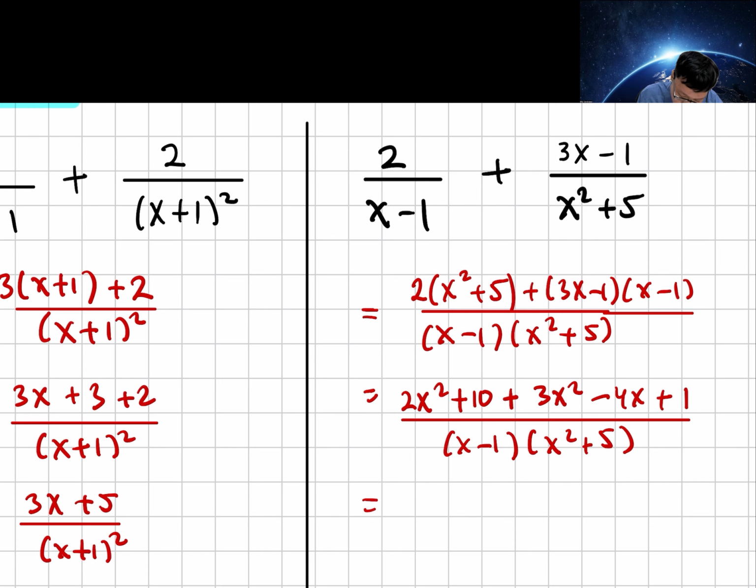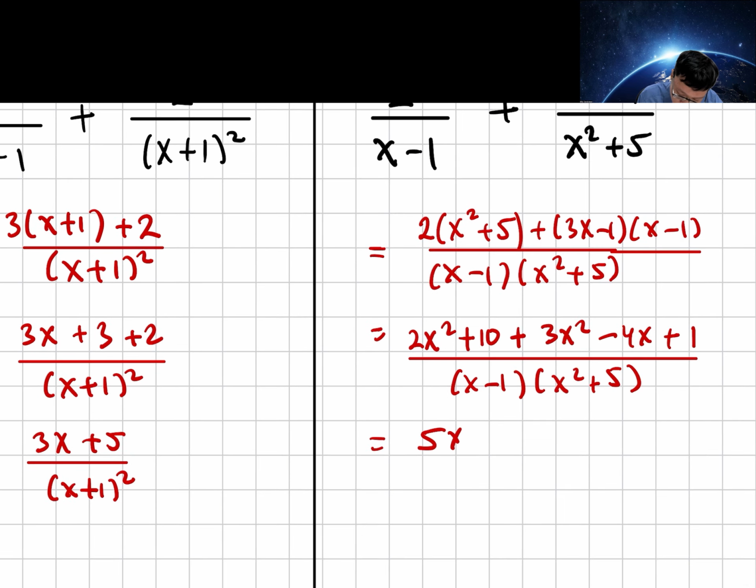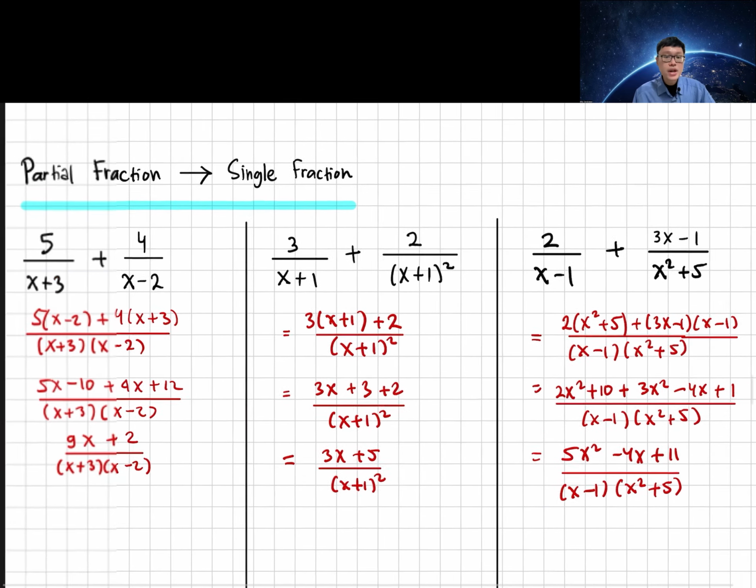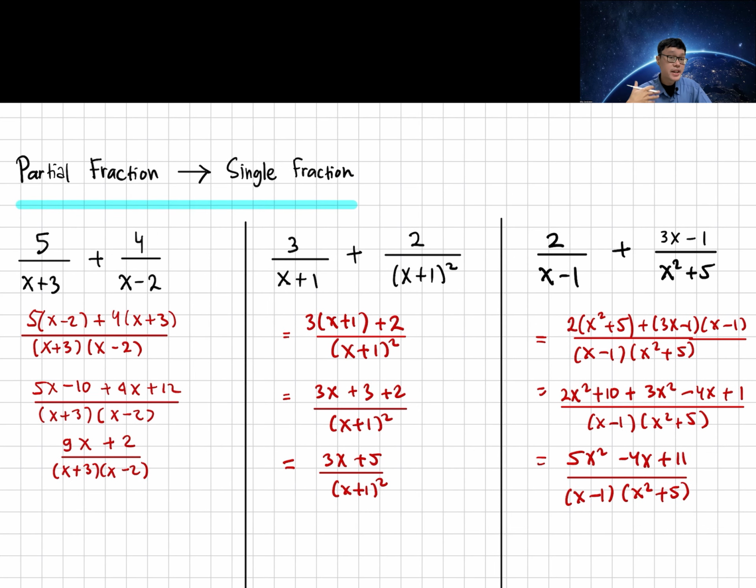I got (5x squared minus 4x plus 11) divided by (x minus 1)(x squared plus 5). Now, in this video, we are going to focus on doing the reverse. So, from this form, how do I convert it into its partial fraction?